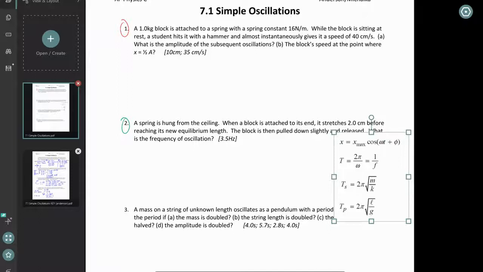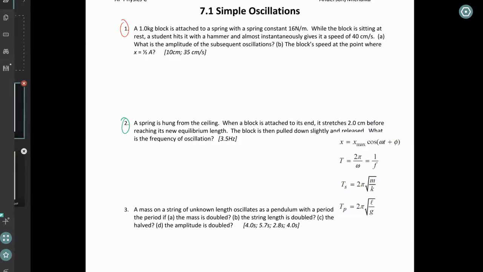All right, we are looking at oscillation questions. Our first problem set, 7.1. We're going to look at number 1, number 8, and number 10.